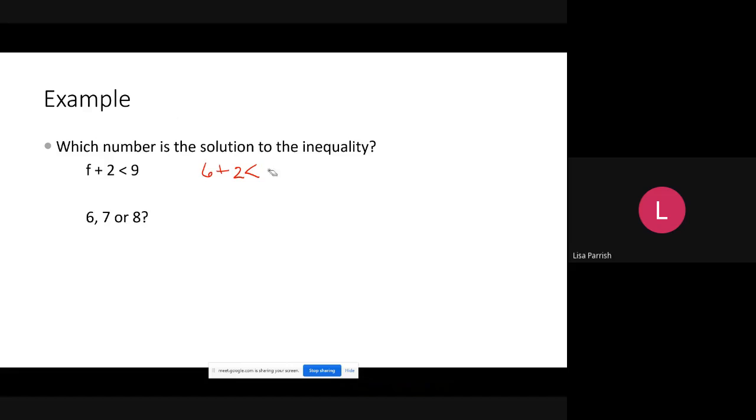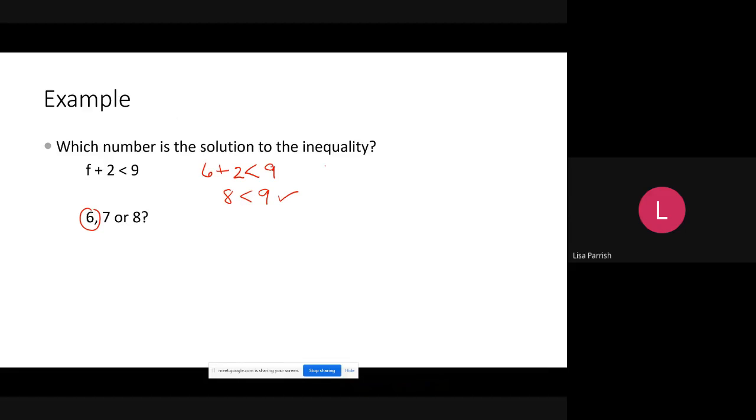Oops, goodness gracious. I'll tell you what, I have to go to bed. 6 plus 2 is less than 9. So what is 6 plus 2? Well, 6 plus 2 is 8. So bring down your inequality sign. Is 8 less than 9? Yes, it is. 8 is less than 9. So 6 could be a solution.